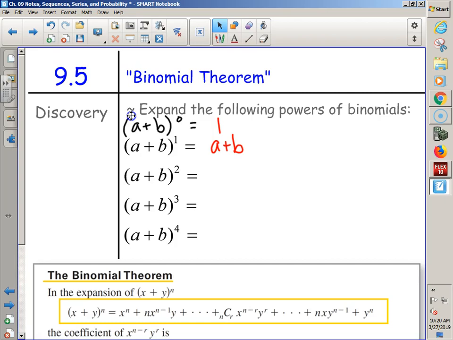Don't kill a puppy. FOIL. No distributing. FOIL. Go. You FOIL the way you need to FOIL. If it's writing (a+b) times (a+b) off to the side, first, outer, inner, last. Yes, I just made it a verb. We do anyway, right? Foiling. Go FOIL. So first, outer, inner, last. Go. Do it. And some of you, just a few, are like, I can FOIL in my head.